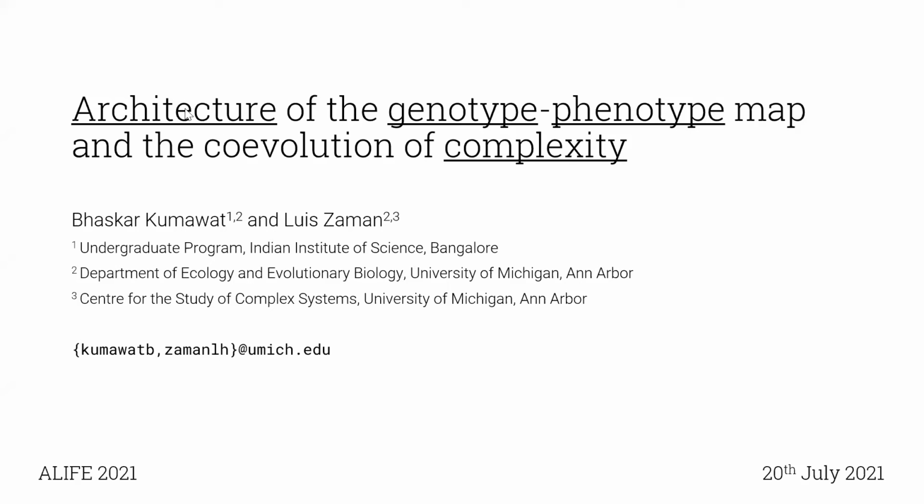So the title of the presentation mentions 4 slightly different terms that need some explanation. The first one is architecture, which indicates some sort of structure in the system. The genotype is the set of all the genomic information present inside the organism. And there's the phenotype. Phenotype is usually seen as a trait of the organism, but here when we say phenotype, we mean a combination of all the traits present in the organism.